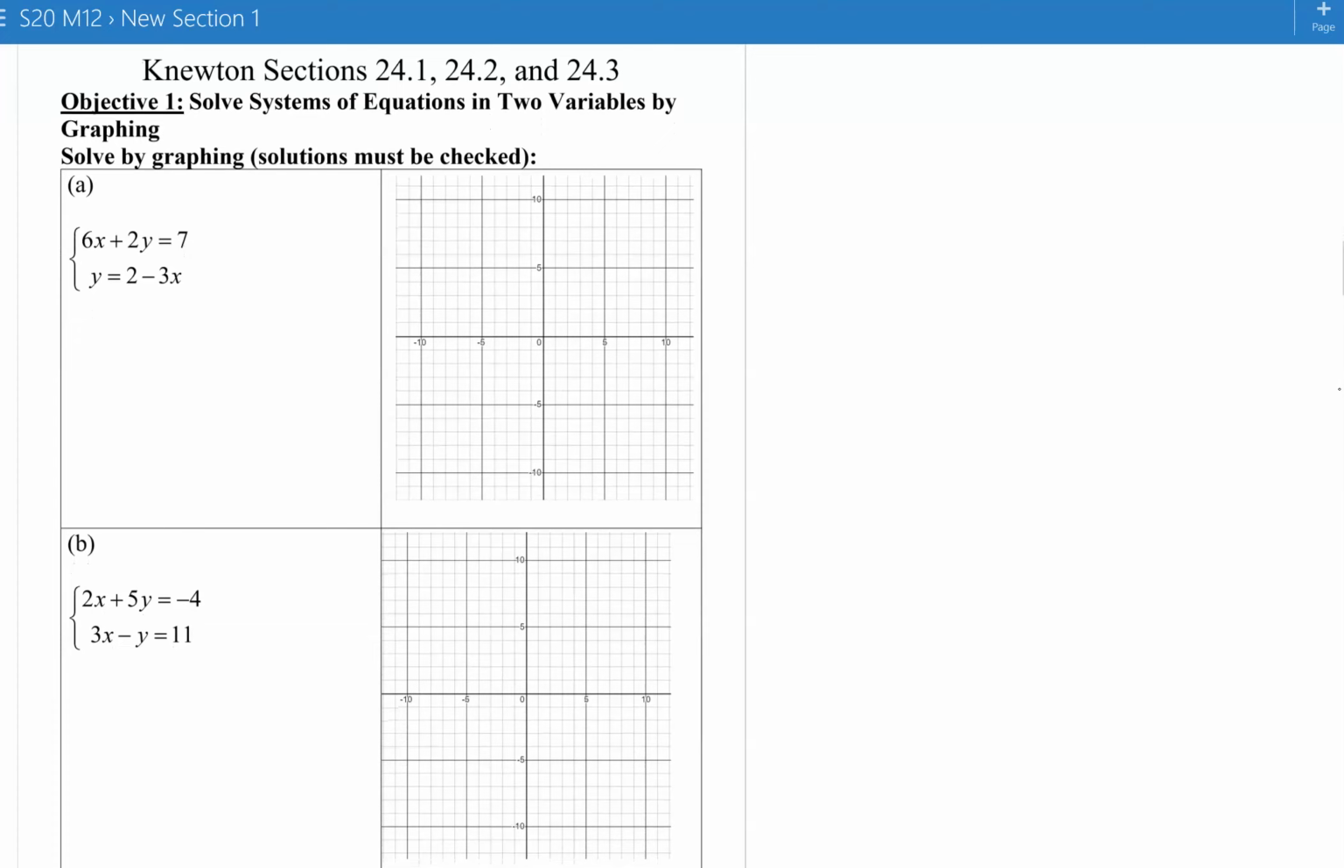So hopefully you learned how to solve systems graphically, because this is usually the first way we do it, because we really want to reinforce that idea that you're finding the intersection point of two lines. Okay, so let's write this equation of the line in slope-intercept form and get y equals negative 3x plus 7 halves.